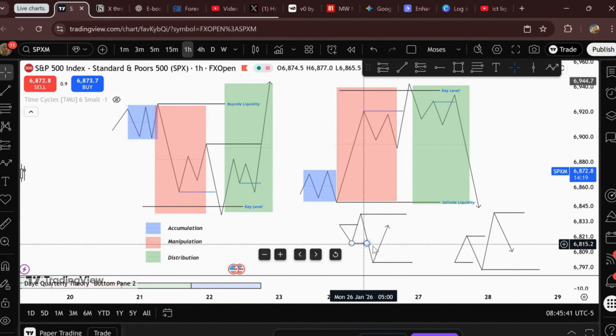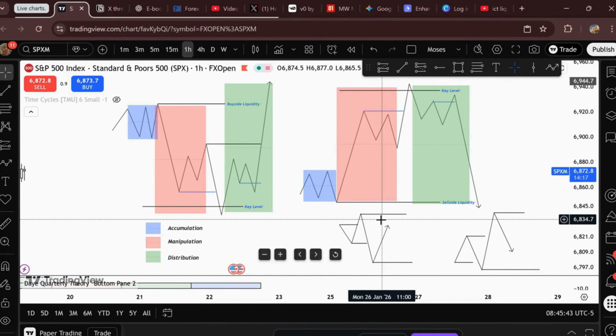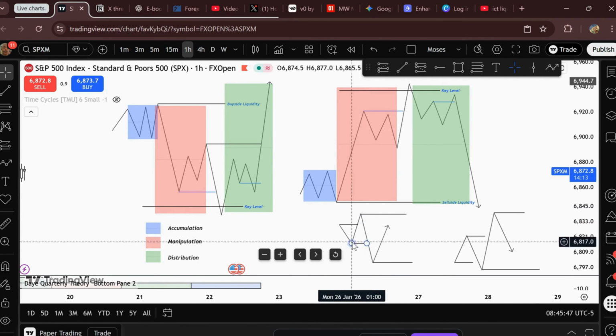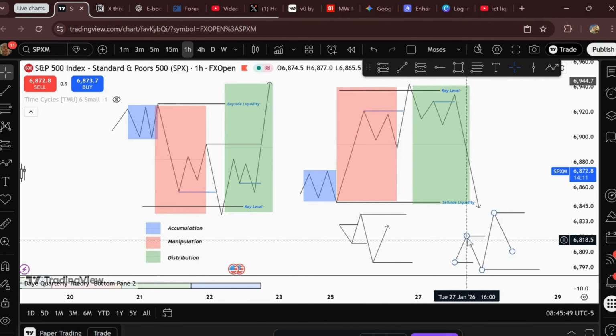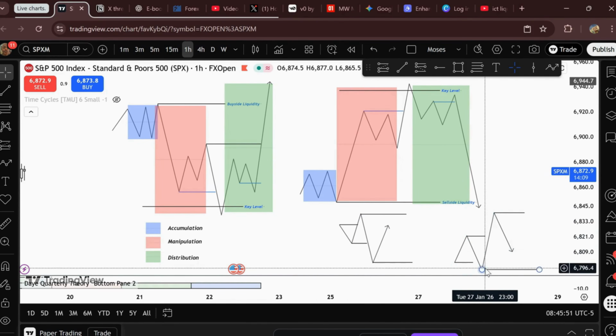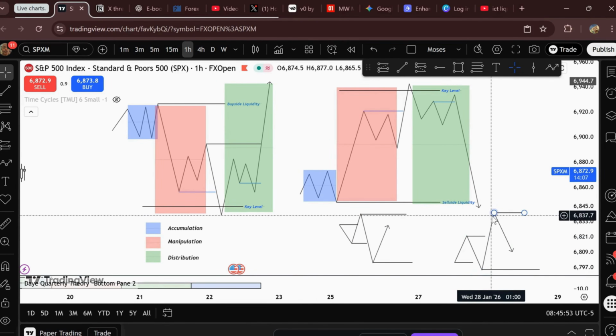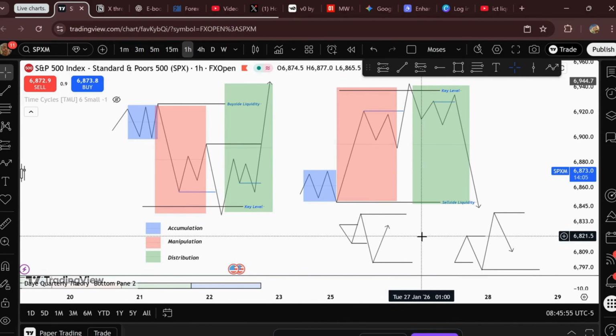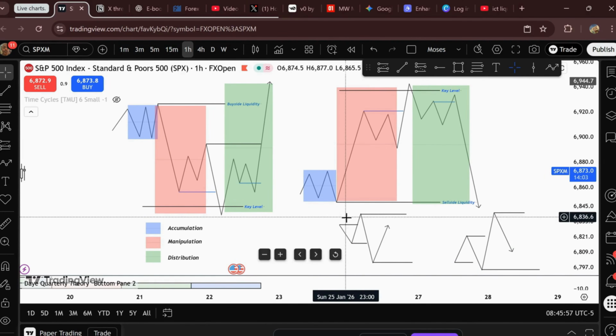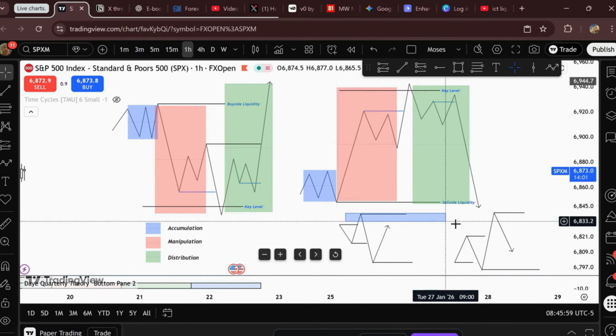Why? In a market structure, remember, in a bearish market structure, we want to see highs getting rejected and lows getting broken. In a bullish environment, we want to see lows getting rejected and highs broken, right? So that's the sequence. That's the sequence you always want to see in both a bullish and the bearish market.